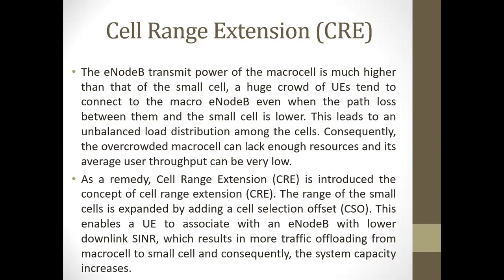So that is called cell range extension. That's how the range of the small cell is extended. According to its power comparison, the coverage area should be very small. But using bias in the handover condition, you create a larger coverage area for the small cell. This is called cell range extension here.